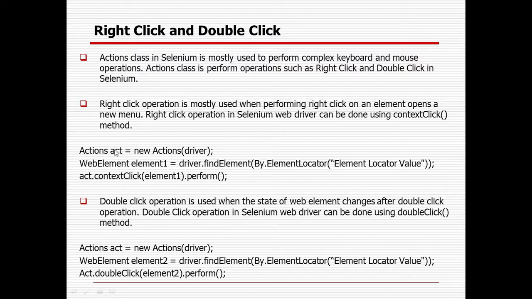You need to create an object or instance, new Actions, and pass the WebDriver reference. Then you need to identify the element using an element locator technique. It can be ID, name, class name, XPath, CSS, like that. Once the element identification is done, you use the Actions class object reference, then contextClick, pass the element reference, then dot perform. That is how you can right click on any option.